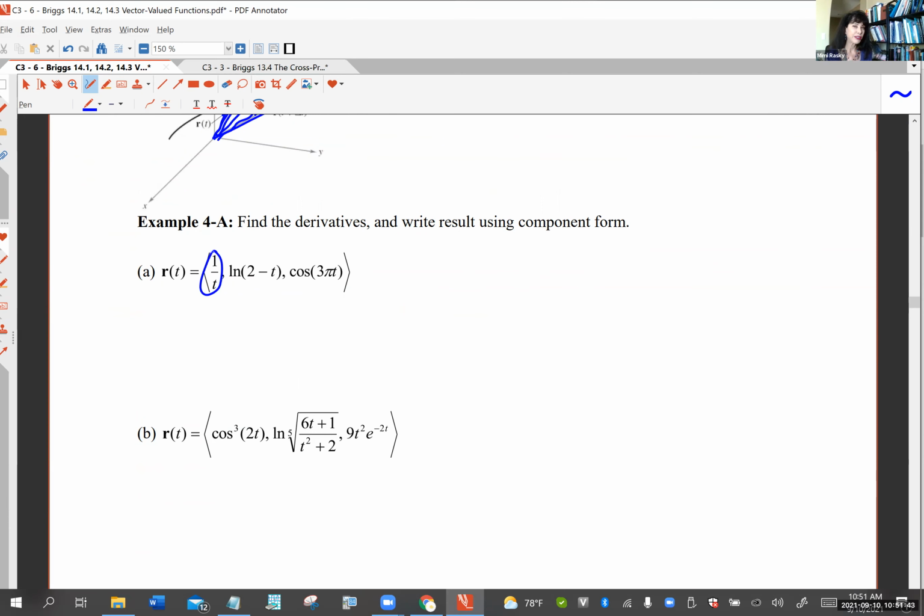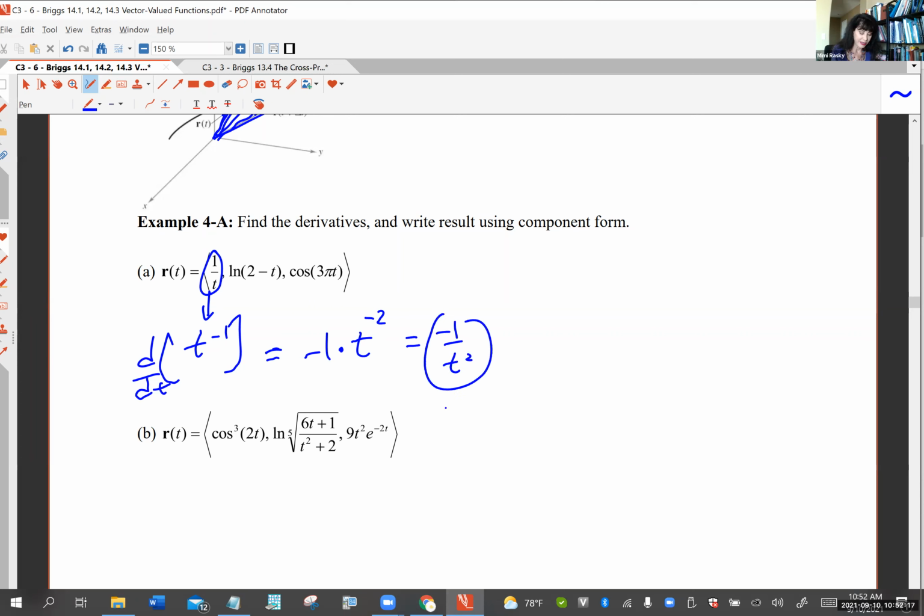Remember, we're taking the derivative, not the integral. The integral of 1 over t is ln of t, but I'm asking for the derivative. So what you may want to do first is rewrite it as t to the negative 1 power, and then take the derivative of t to the negative 1 using the power rule from Calc 1. It's just negative 1 over t squared, right? So first I do the intermediate step, negative 1 t to the negative 2. You do negative 1, take away 1, and rewrite that with positive exponents, and then save that for later.